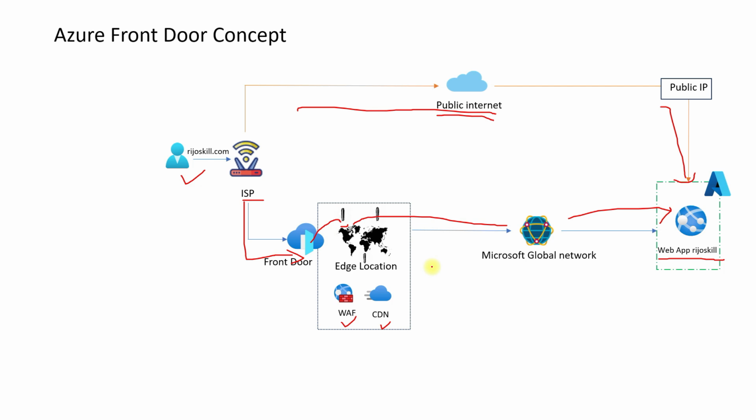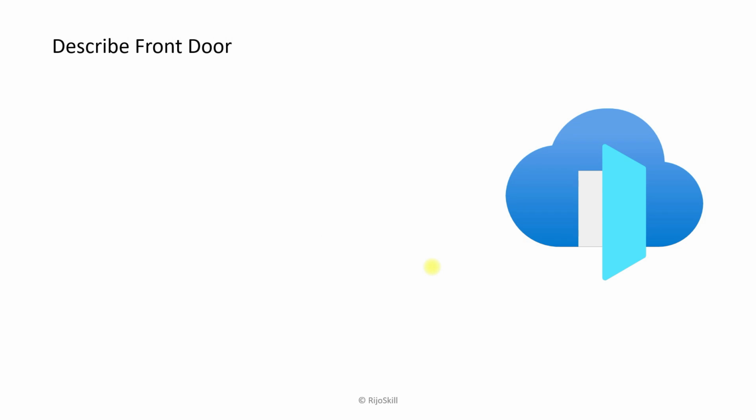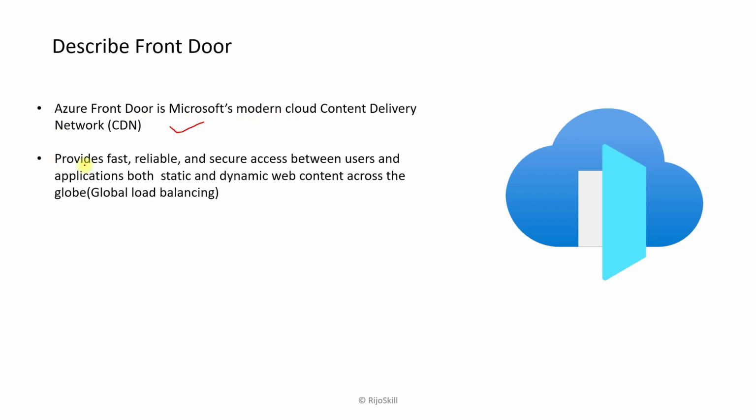Okay. So now I will describe Front Door. Here you can see what is Azure Front Door. Azure Front Door is Microsoft's modern cloud content delivery network that provides fast, reliable and secure access between users and applications, both static and dynamic web content across the globe, meaning global load balancing. It helps accelerate application performance by using split TCP, and very important, Azure Front Door uses anycast IP addresses.